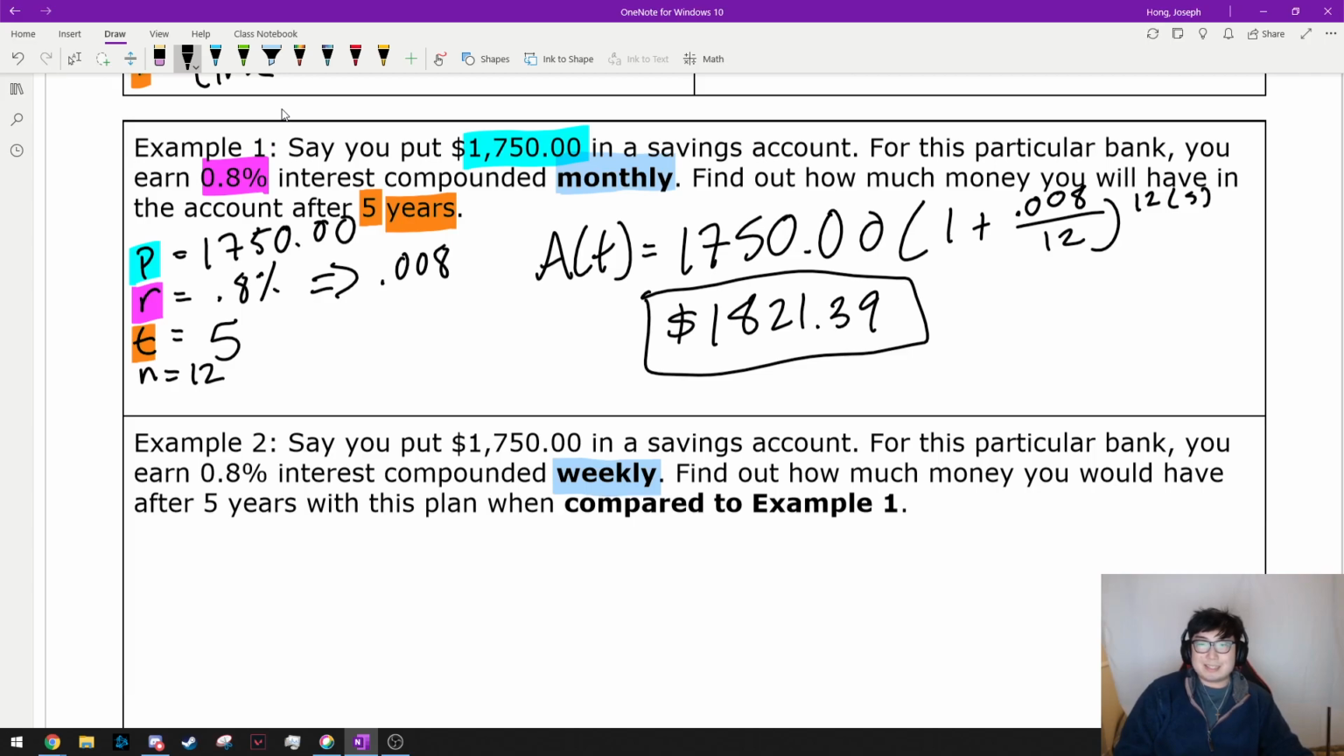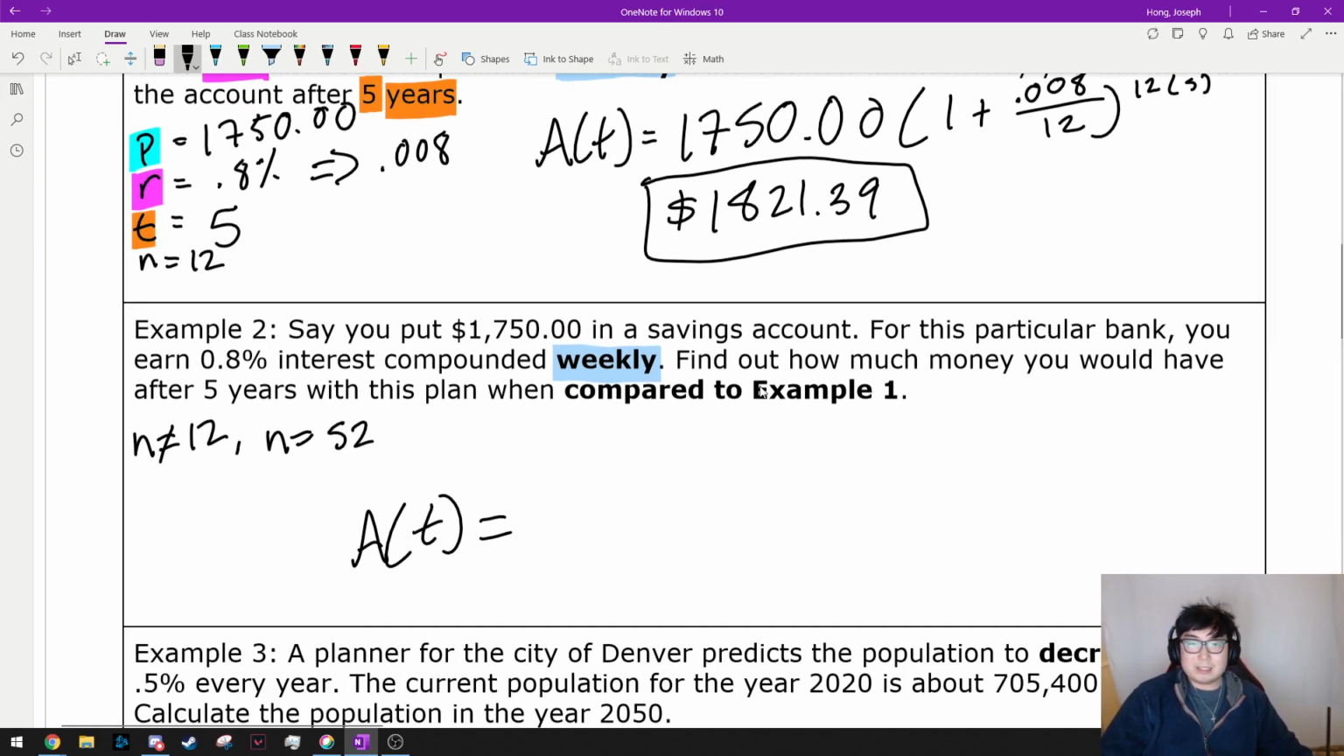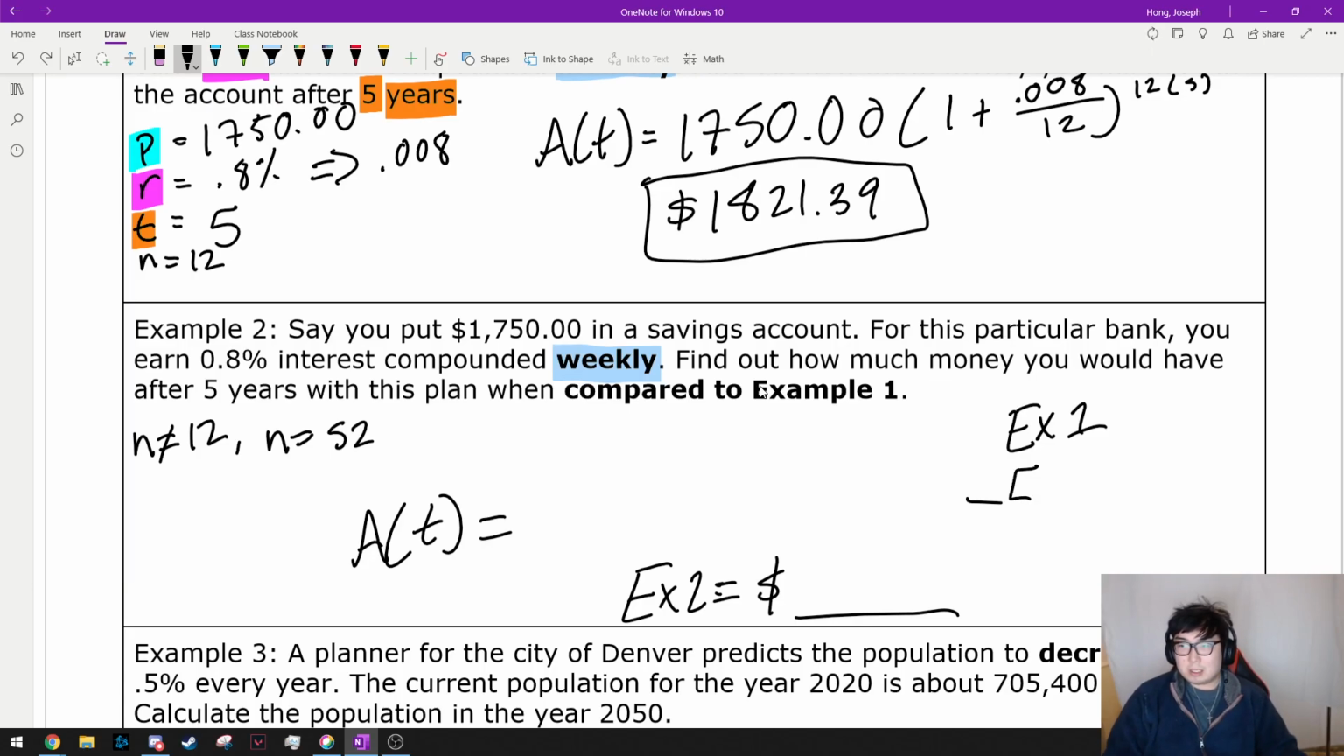So these numbers are the exact same, but the only difference is that n does not equal 12. n equals 52. So really, everything inside my question is still the same. So first, I want you to tell me what example 2 is equal to. Then I want you to do example 1 subtracted by example 2. So try to do both of these things before we continue the video.